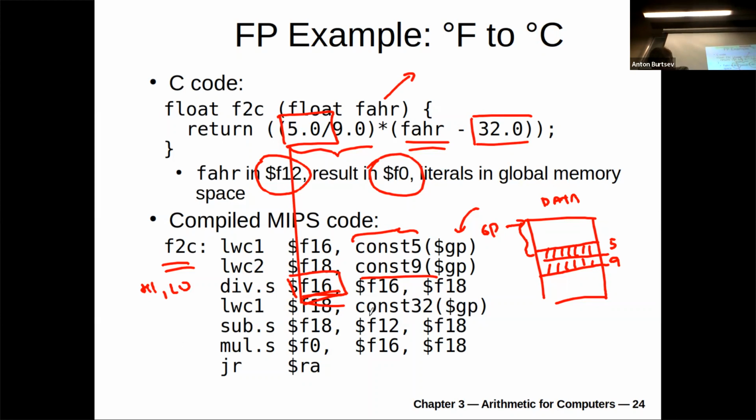Here you load the constant 32 into a floating point register, do the subtraction, the result is inside F18, and finally you multiply this one by this one. You can imagine that the compiler would do this division itself and have a constant ready for you, but for simplicity, in this example, it wasn't done. Since we want to put the result back into register F0, that's where we are, and jump through a register to return the result to the caller.